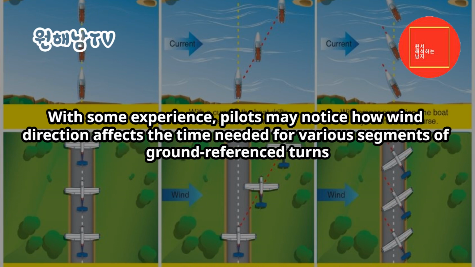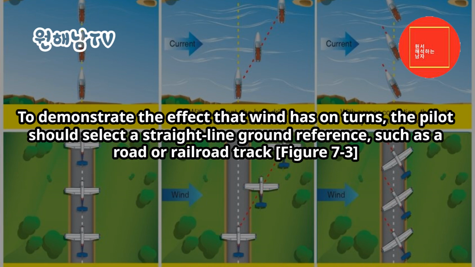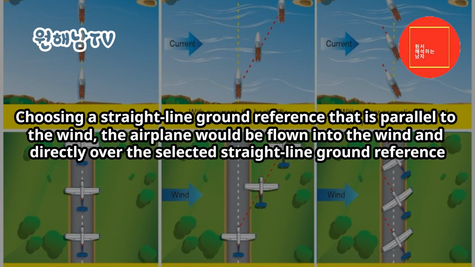With some experience, pilots may notice how wind direction affects the time needed for various segments of ground reference turns. To demonstrate the effect that wind has on turns, the pilot should select a straight-line ground reference, such as a road or railroad track. Figure 7:3. Choosing a straight-line ground reference that is parallel to the wind, the airplane would be flown into the wind and directly over the selected straight-line ground reference.